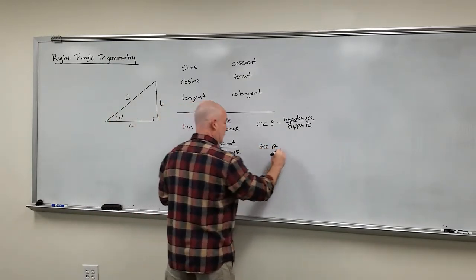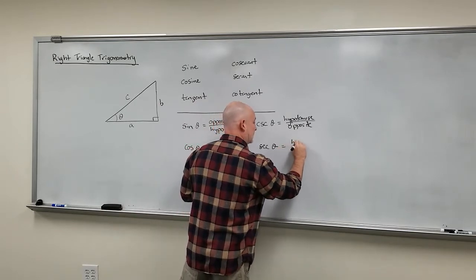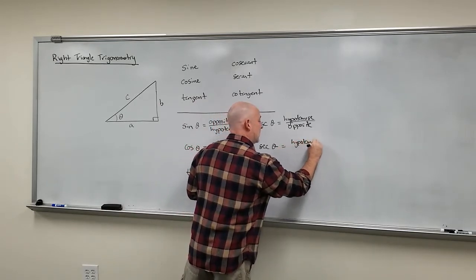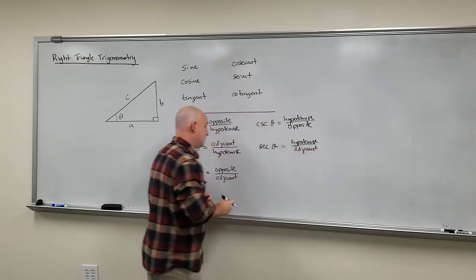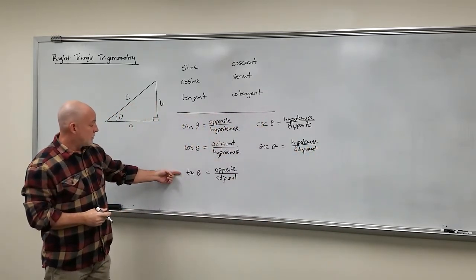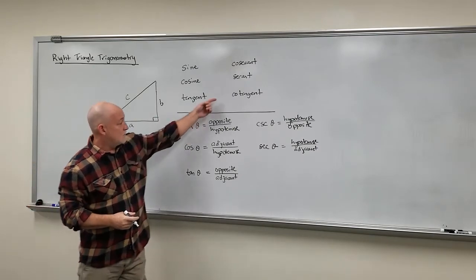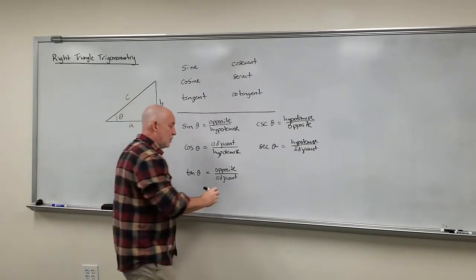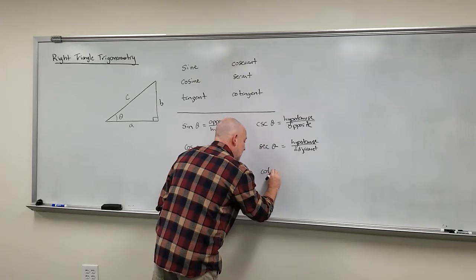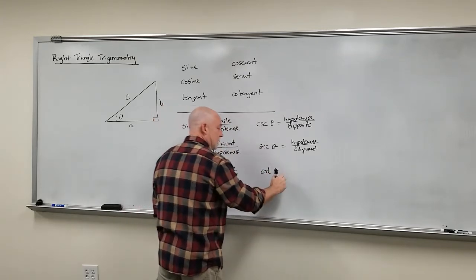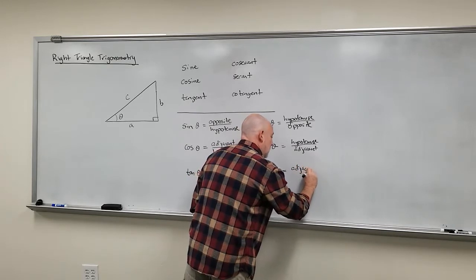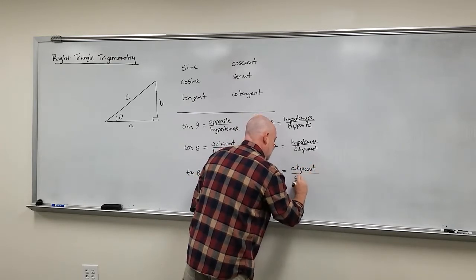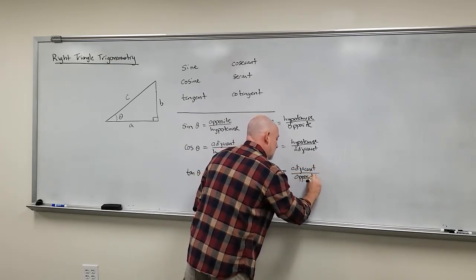The next one, secant, is going to be the reciprocal of cosine, so we abbreviate secant SEC. So secant of theta is going to be the hypotenuse over the adjacent. And our last one, the reciprocal of tangent, is going to be cotangent. We abbreviate cotangent COT. So the cotangent of theta is going to give us the adjacent over the opposite.